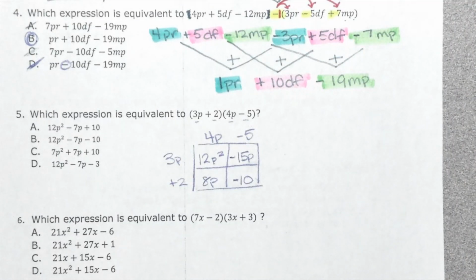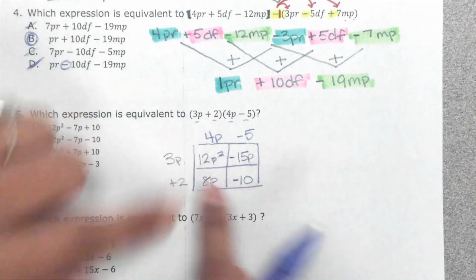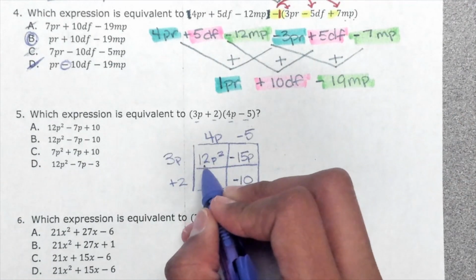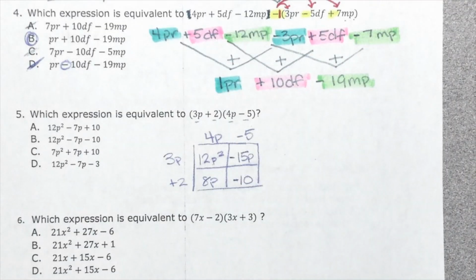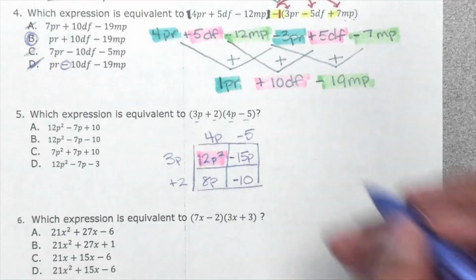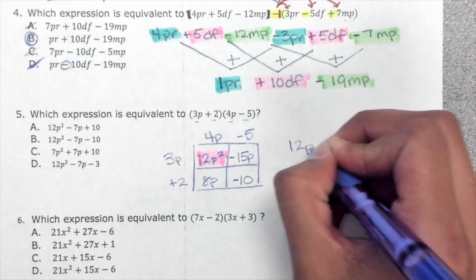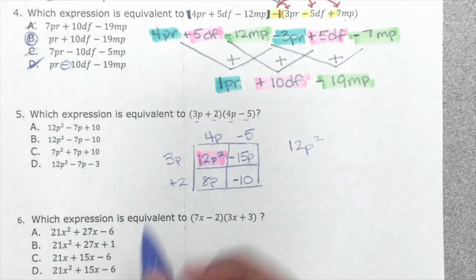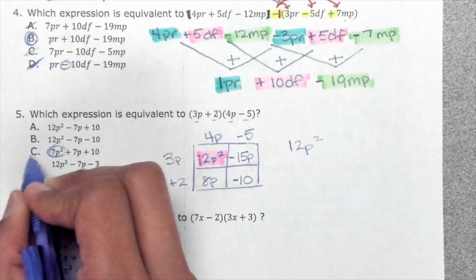Okay, so now we are going to take all of these numbers inside the box and put them outside. So 12p squared is my highest power. So that's going to be written first. 12p squared. Looking at my answer choices already, I can eliminate C.